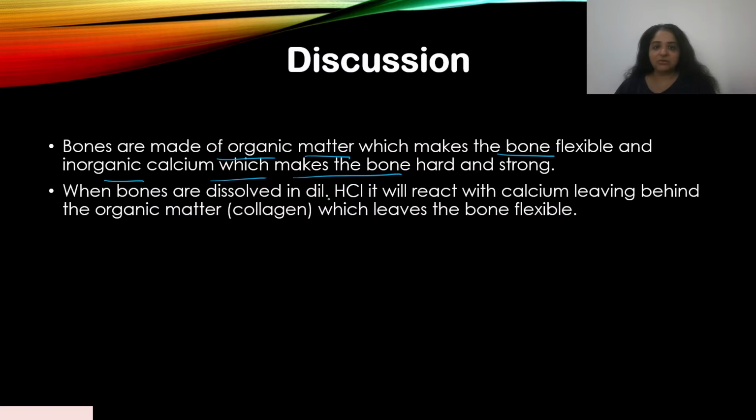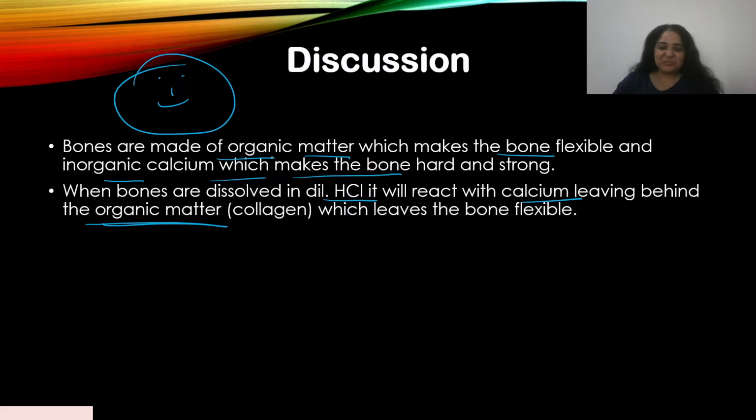So when it's dissolved in dilute HCl, it reacts with calcium, leaving behind the organic matter, which is the collagen part, and it leaves the bone flexible. The inorganic part is already reacted with HCl, so that part is gone out, and what we are left with is the organic part, organic matter, which is collagen, which makes the bone flexible. So this was a good question. It's not a direct question where you just need to know facts, you need to apply your knowledge here. So let's move on.